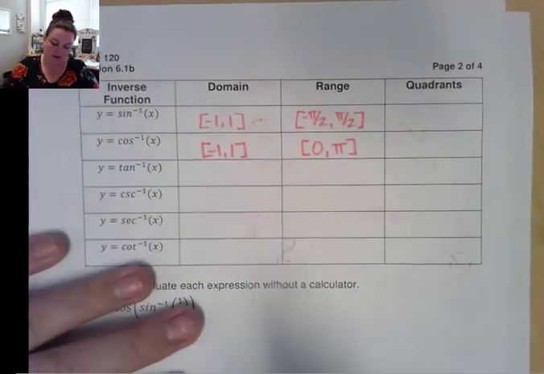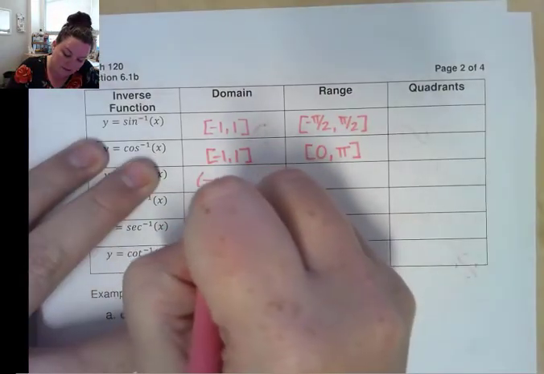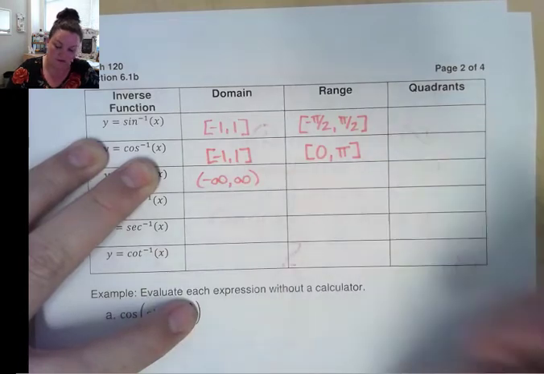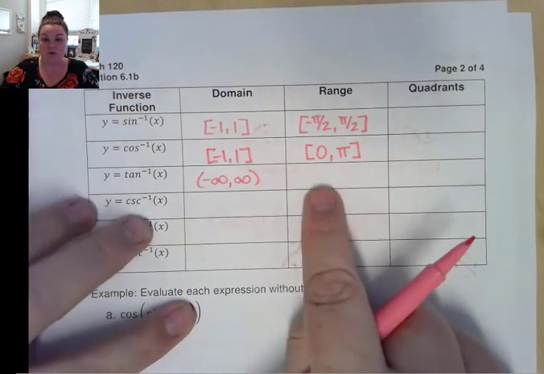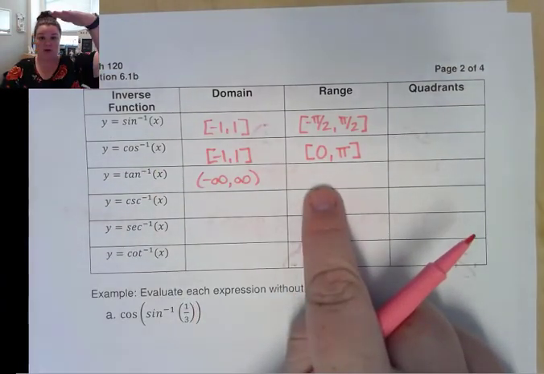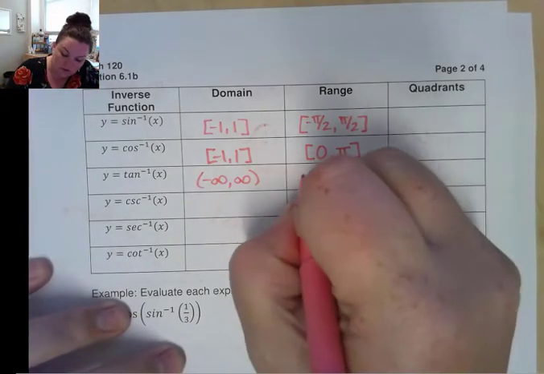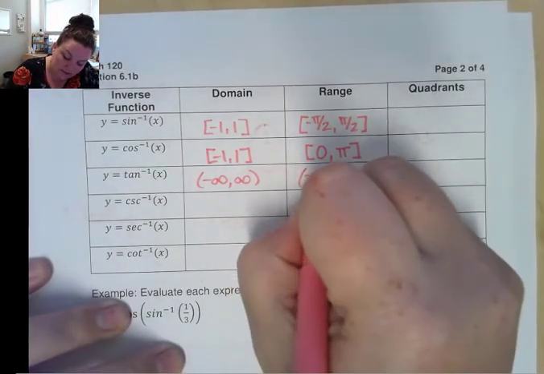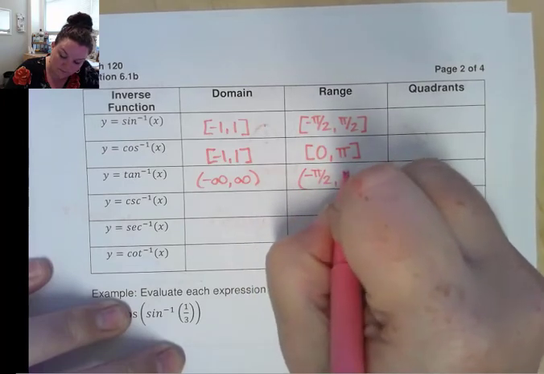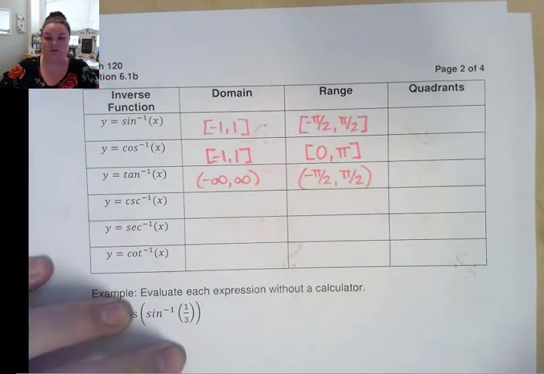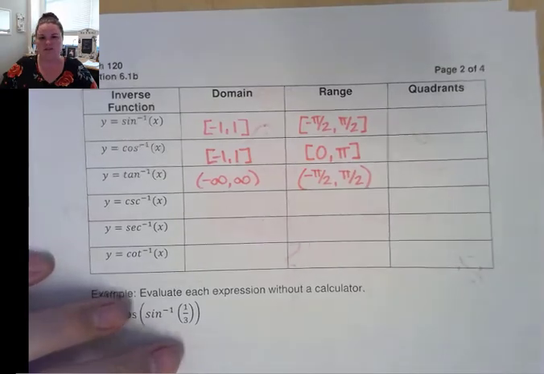So let's go ahead and fill that in. So domain keeps going left and right with no bound, no restriction. And our range went from asymptote up to asymptote. Now asymptotes, they can't take on that value. So we need to use parentheses for negative pi over 2 up to pi over 2. Okay, so just filling in all this up.